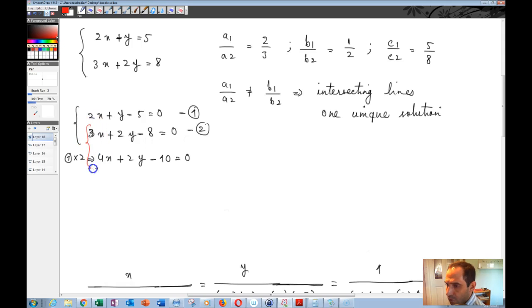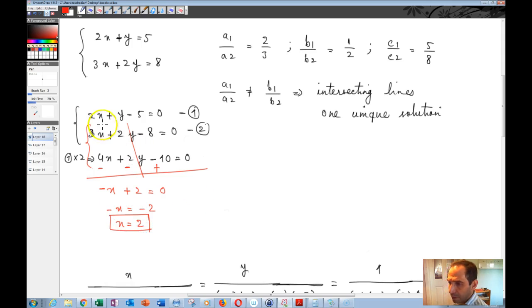I'm going to take these two equations together, so this is the same as equation one, but changed a little bit. Now if I take the algebraic opposite of these terms and then add these together, these y's will cancel out, and then 3x minus 4x is equal to negative x, and then negative 8 plus 10 is equal to 2, is equal to 0. So negative x is equal to negative 2, x is equal to 2.